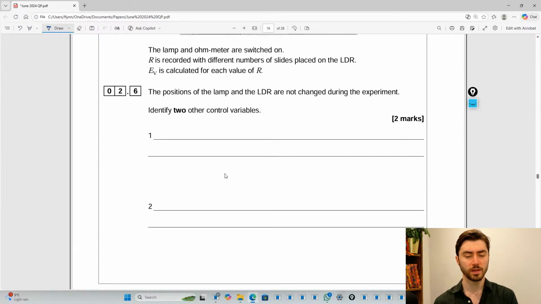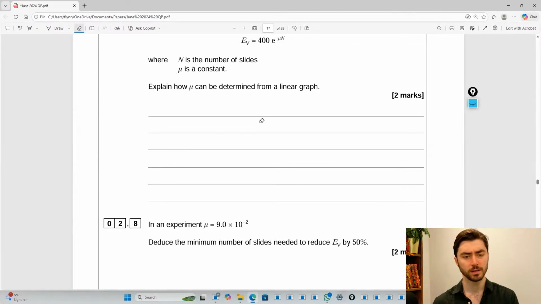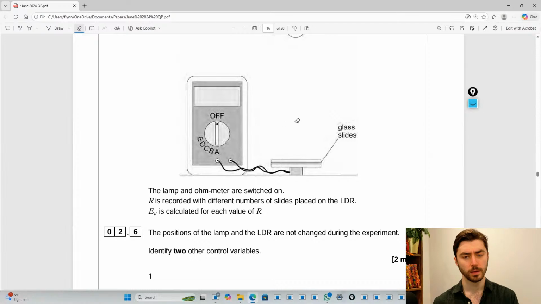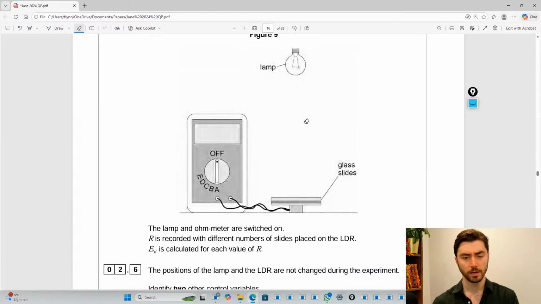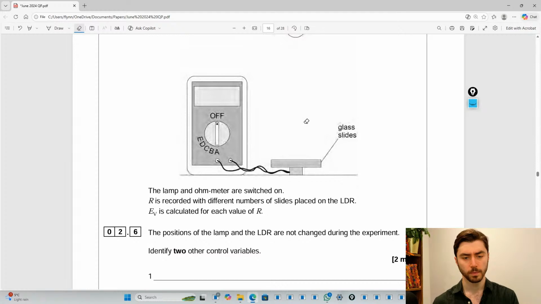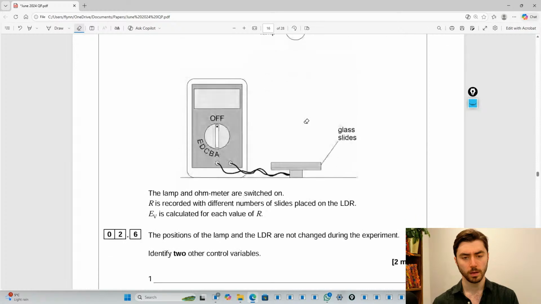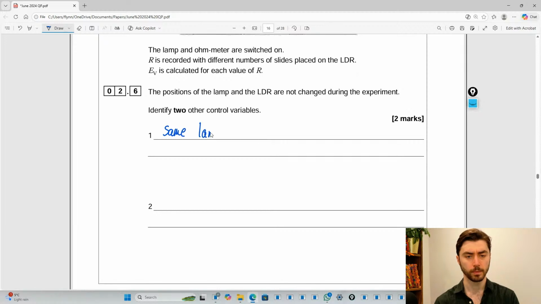I'm going to suggest that the thickness of... Hold on a minute. This is interesting. How am I going to... Well, everything is the same. Well, we'll say the same lamp. So it's emitting the same... so it's the same emitted intensity.